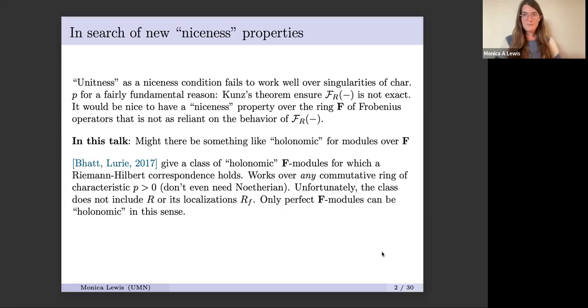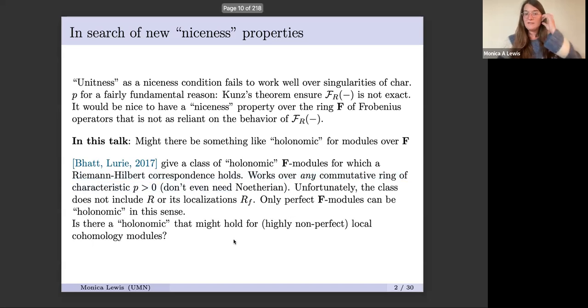But the limited question that we're going to be interested in is, is there maybe some notion of holonomic? We're not going to ask as much. We don't even want finitely many associated primes for our notion because we know we're not going to get it. We certainly aren't going to ask for a Riemann-Hilbert correspondence or anything so nice, but can we find something nice-ish that at least works for local cohomology, which are highly non-perfect in both the technical and the non-technical sense of the word?